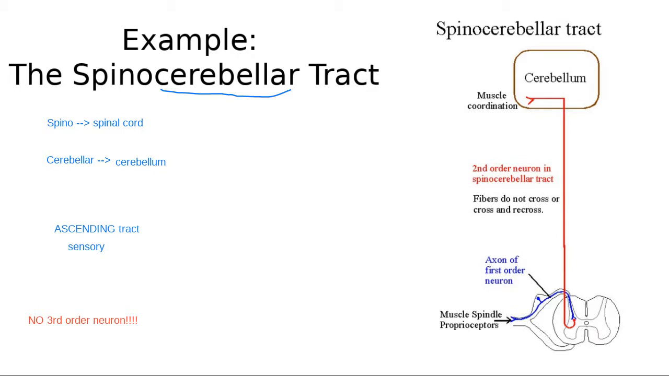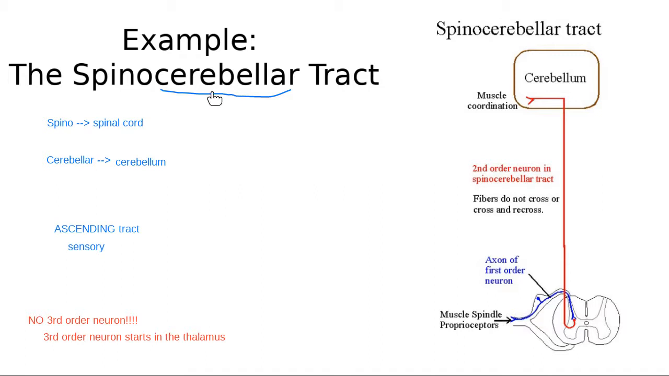Yeah, so the third order neuron starts, for all of my tracts, in the thalamus. The third order neuron starts in the thalamus, but in this particular tract, we never go to the thalamus. In the spinocerebellar tract, we go to the cerebellum instead of the thalamus. So because I didn't end up in the thalamus, I don't have a third order neuron there.